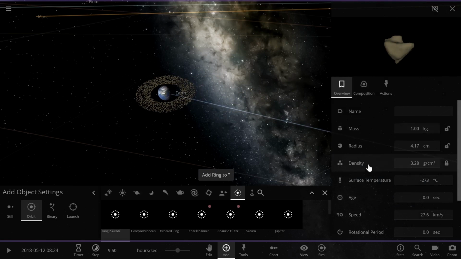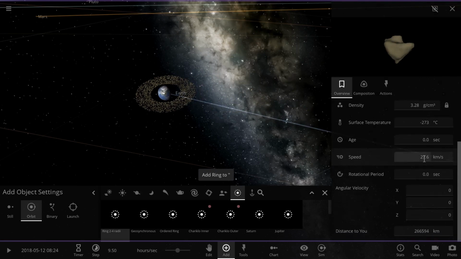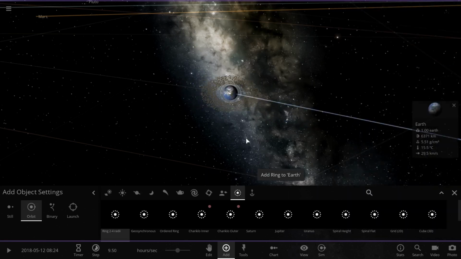Each one's mass is 1 kilogram and orbital velocity is 27 kilometers per second. But maybe it is wrong, because 11 kilometers per second is the escape velocity and it is beyond them.